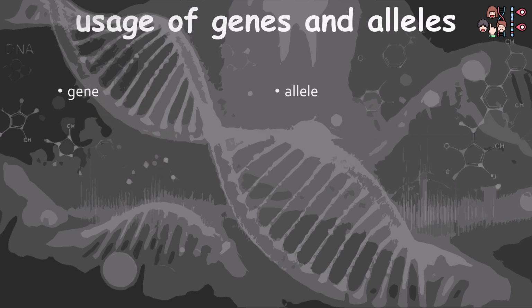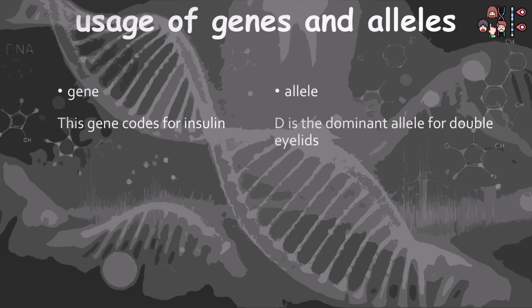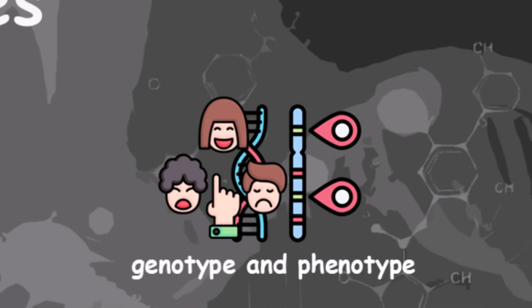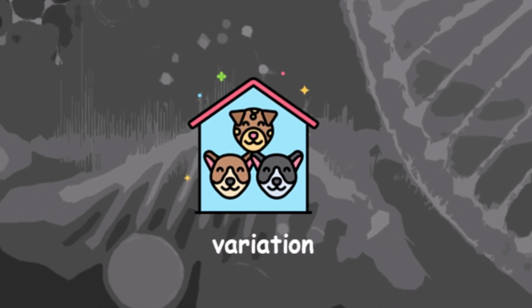Before moving on to the last part, take note of how the terms gene and allele are used. A gene refers to a sequence of DNA that codes for a particular characteristic. For example, this gene codes for insulin. An allele is a specific version of a gene, which can be dominant or recessive. For example, this is the dominant allele for double eyelids, or this is the recessive allele, and an individual with two copies will have single eyelids. And all these different alleles will give rise to variation.